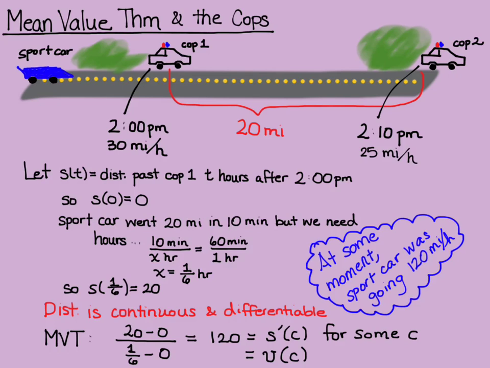The mean value theorem does stand up in court, and the cops could give the guy a ticket, even though he wasn't speeding when he passed either of them.